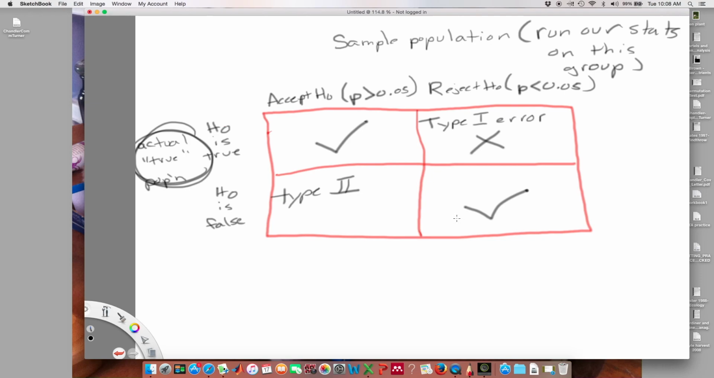Now, one of the unfortunate things about this is you're never actually going to know for certain whether you got the exact right answer, whether you have types of error. This is just a theoretical construct that we're trying to overcome by doing controls such as an alpha level.